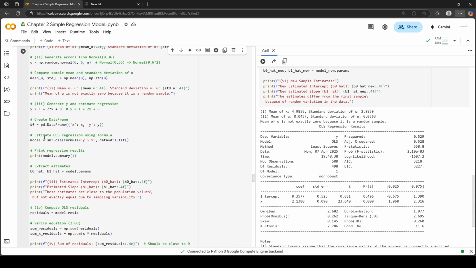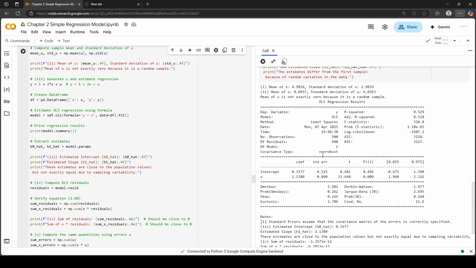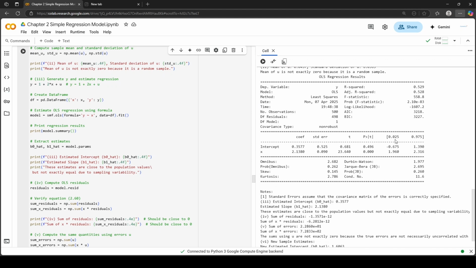Now let's estimate an OLS regression using a formula. model equals smf.ols, formula equals y tilde x, and the data set is df, then .fit. Now let's look at the results of the model by typing the command print(model.summary()). So this is the regression result of our equation.